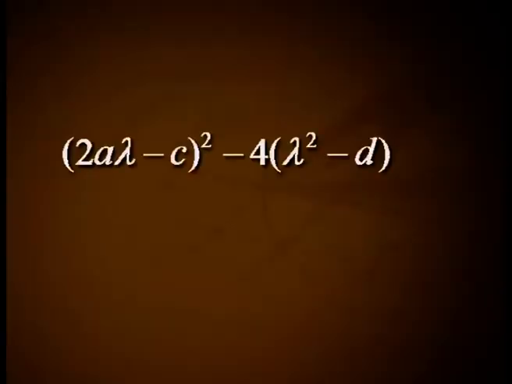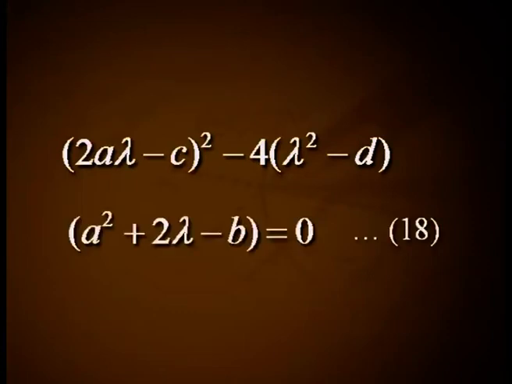Now, choose lambda in such a way that the quadratic expression in x within the double bracket may be a perfect square. So, (2a lambda minus c)² minus 4(lambda² minus d)(a² plus 2 lambda minus b) equals 0, equation number 18.